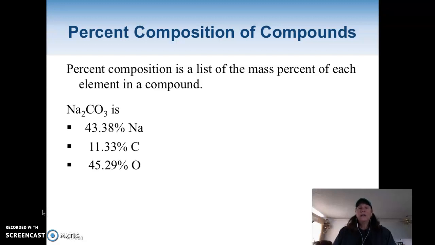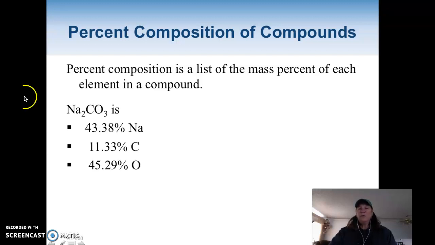All right, here's an example of sodium carbonate. We know that 43.38% is sodium, 11.33% is carbon, and 45.29% is oxygen. Well, how the heck do we figure that out? Well, it's kind of like you figure out your grade. If I tell you you have 900, well, in order to figure out your grade, you need to know the total points. If you have 900 out of 900, awesome. If you have 900 out of 3,400, not so great. So in order to figure it out, you have to know the total.